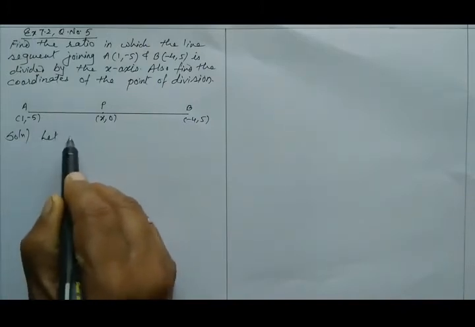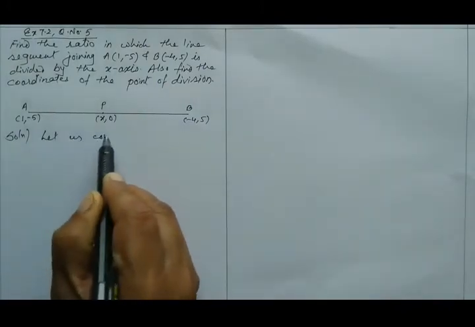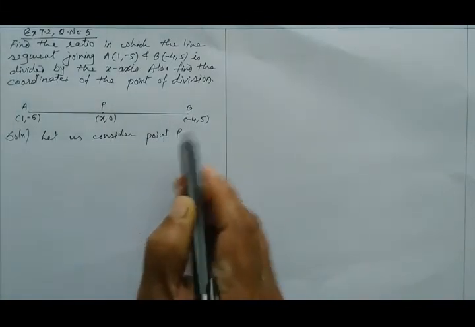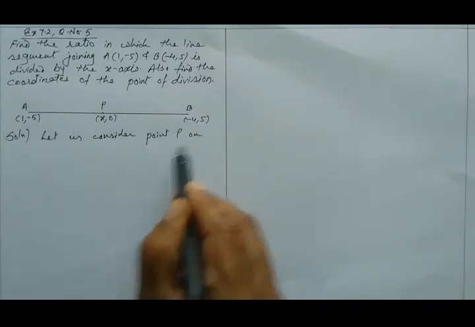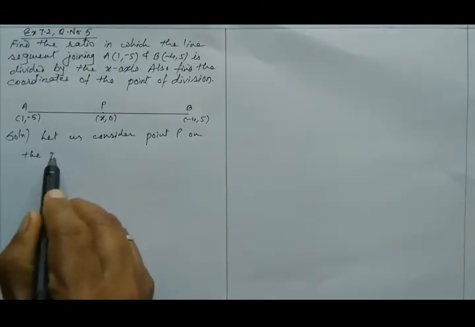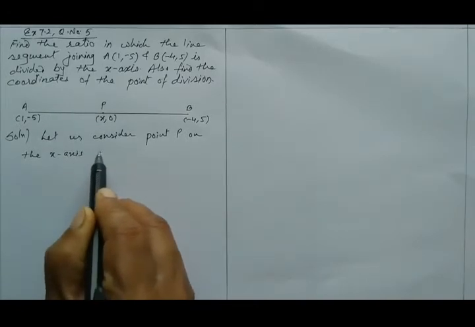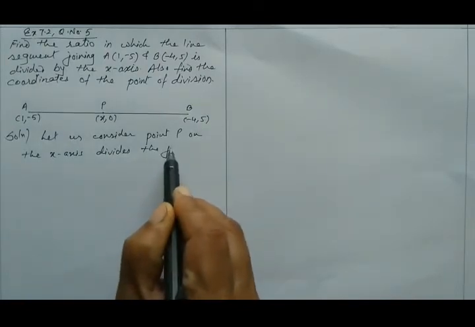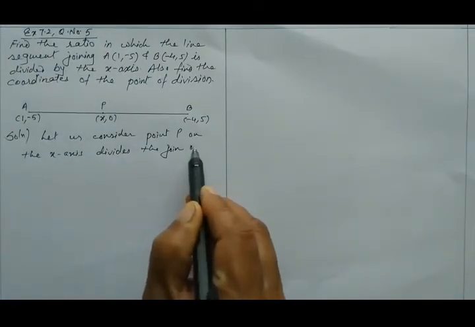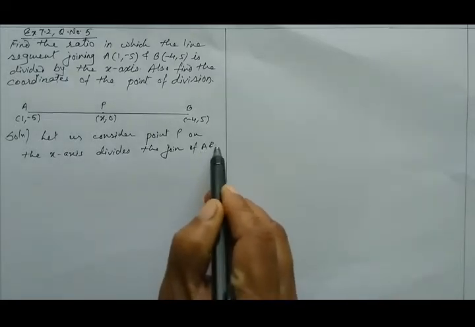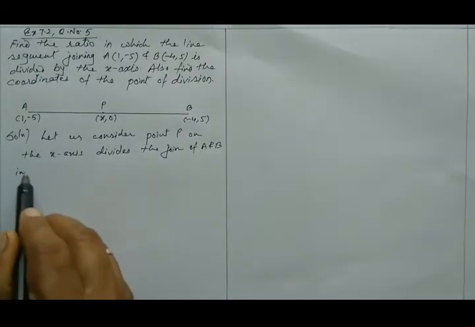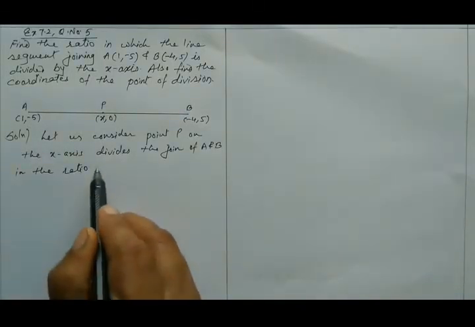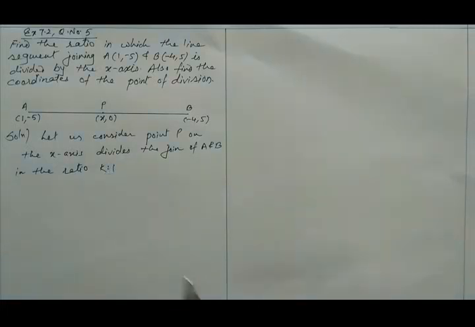Let us consider point P on the x-axis, which divides the join of A and B in the ratio k is to 1.